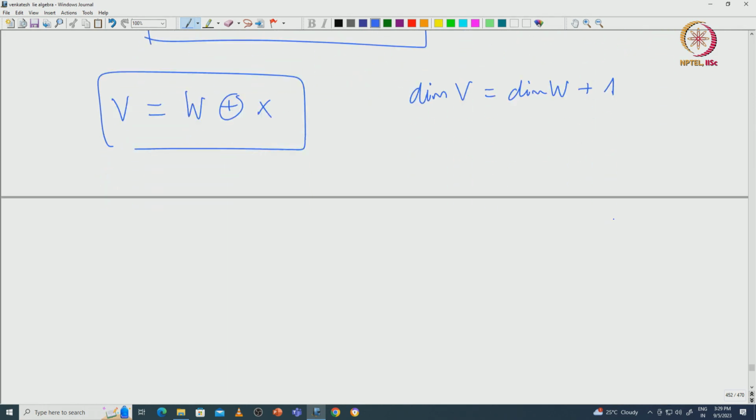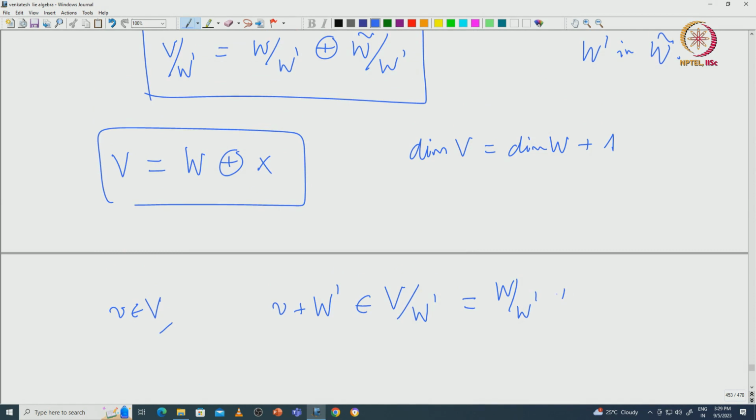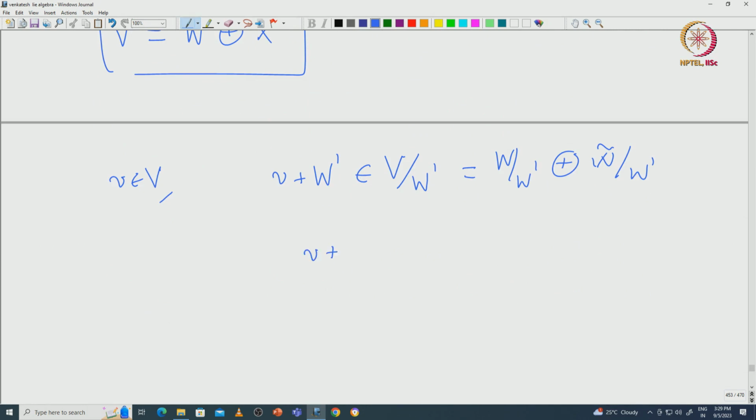And note that if we take any v in capital V, then we can look at v plus W', which is the coset. So, v plus W' is an element inside your V modulo W', which is given to be W modulo W' direct sum W tilde modulo W'. In particular, we can write this v plus W' as some small w plus W' plus some x plus W'. Now, this means v minus w minus x must be inside W'. So, that implies v must be inside W plus X, because W' is a subset of W.